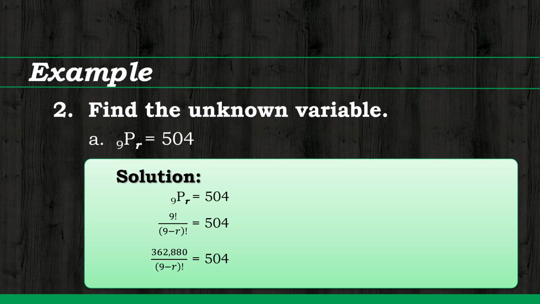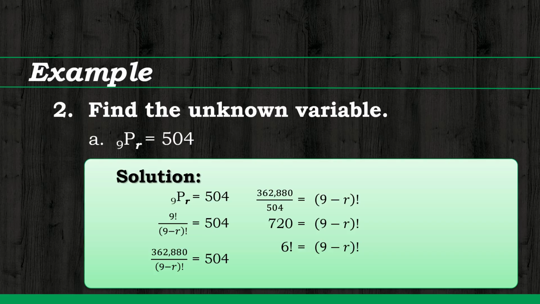And 9 factorial is equal to 362,880. Next, by multiplication property of equality, we will have this solution. 362,880 divided by 504 equals 9 minus r factorial. Getting the quotient, we will have 720 equals 9 minus r factorial. And 720 can be expressed as a factorial, and that is 6 factorial equals 9 minus r factorial.